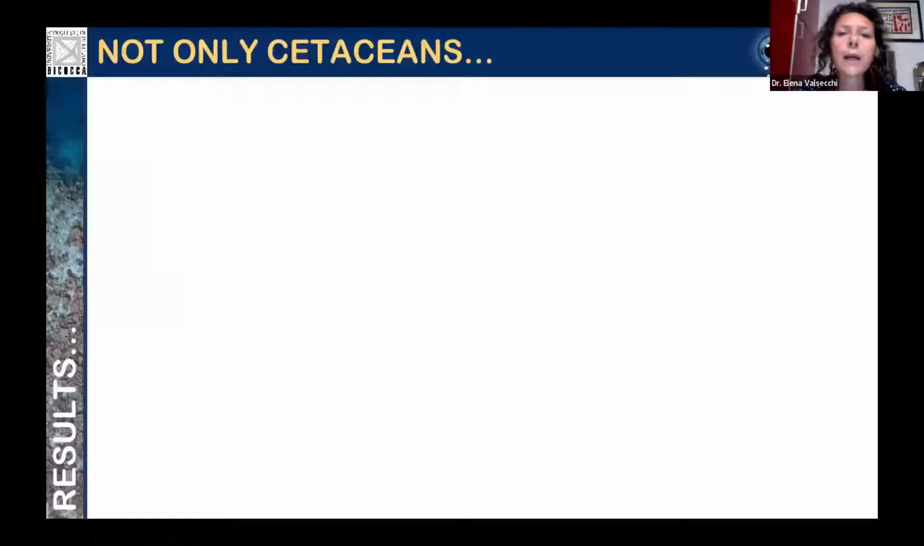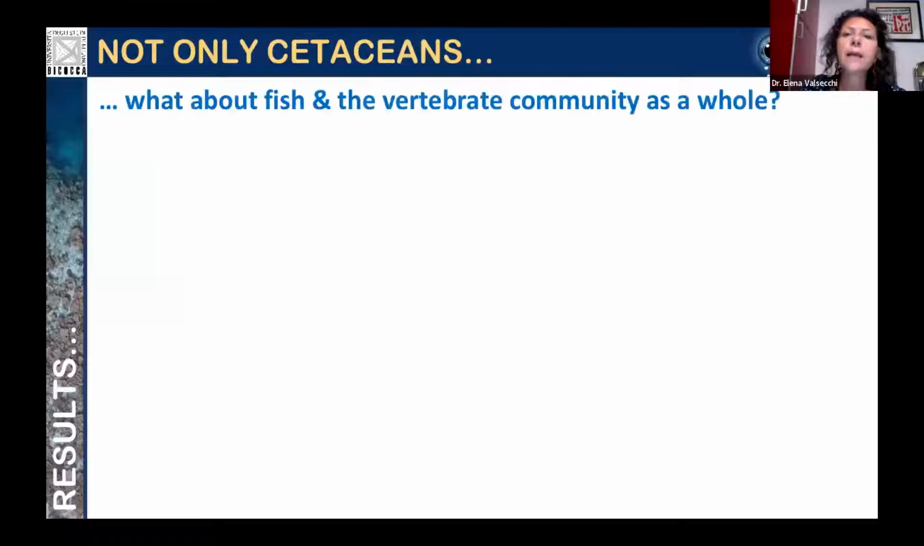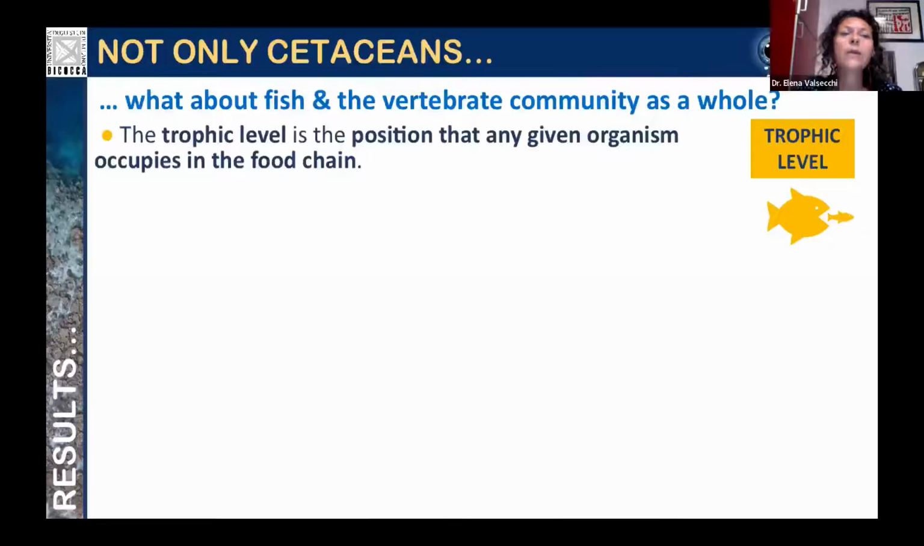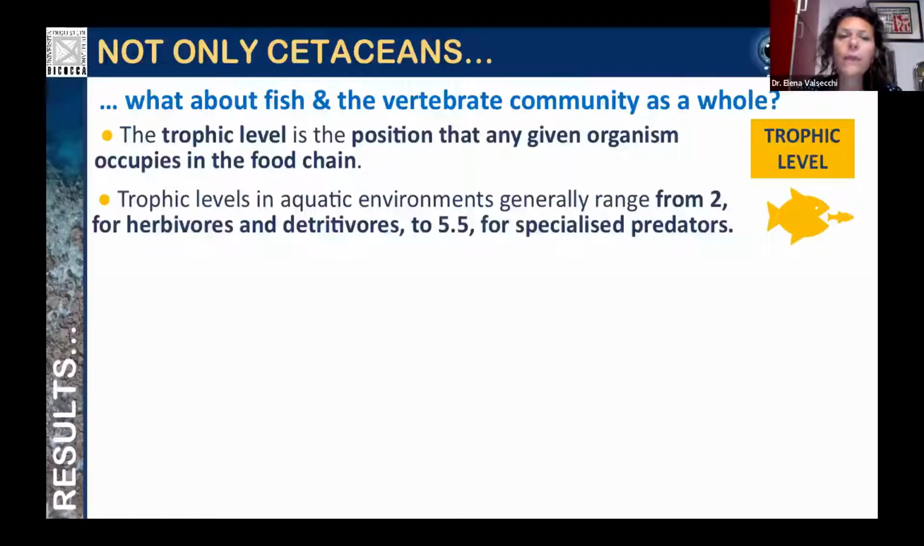Although this talk is mainly focusing on cetaceans, as I said earlier, we actually ran a metabarcoding analysis, meaning that we also looked at the fish community. I'm not going to say much about this, but I wanted to show some results related to the trophic level. The trophic level is the position that any given organism occupies in the food chain. In the aquatic environment, it may range from 2 to 5.5 for specialized predators.